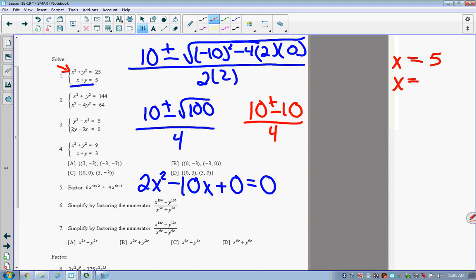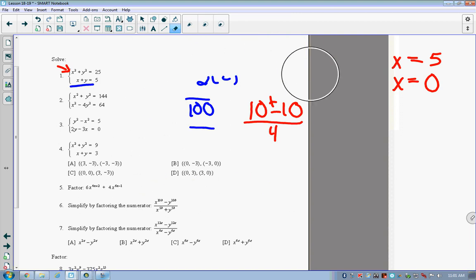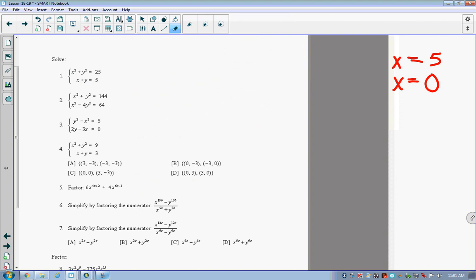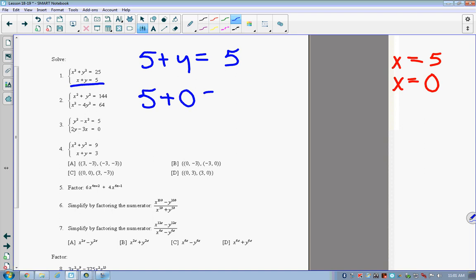All right, so I get two x solutions. I get x equals 5 and x equals 0. Are you following me so far? Okay, so we know how to do that. Now all I have to do is solve for y. Well, I can solve for y by coming back into my linear equation, because I just need to solve for y. And say, well, 5 plus y equals 5, and 5 plus 0 equals 5.